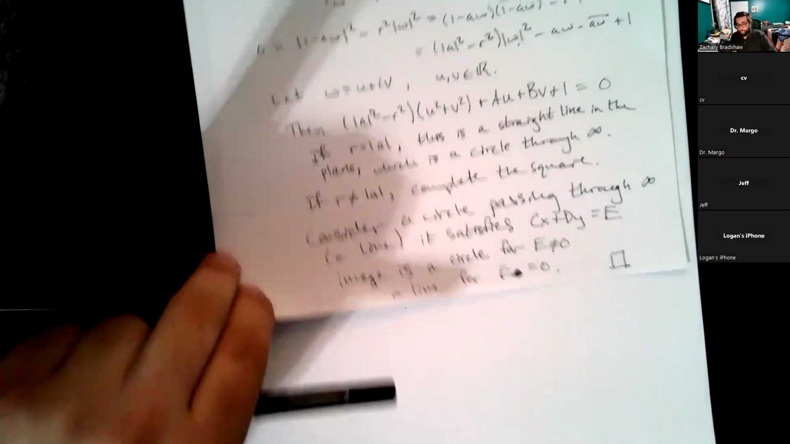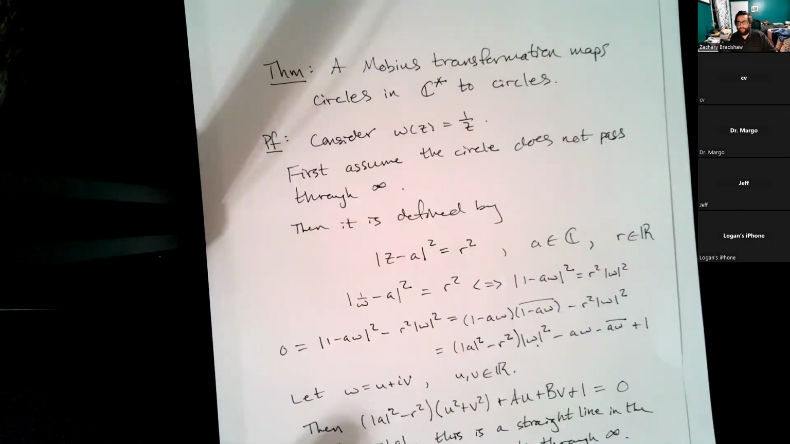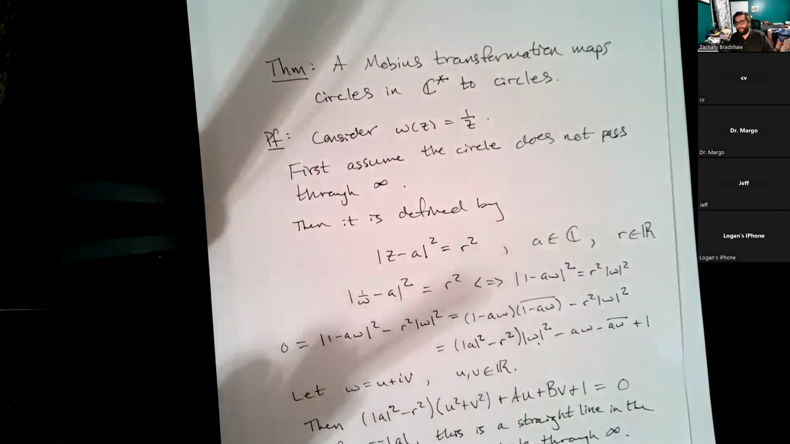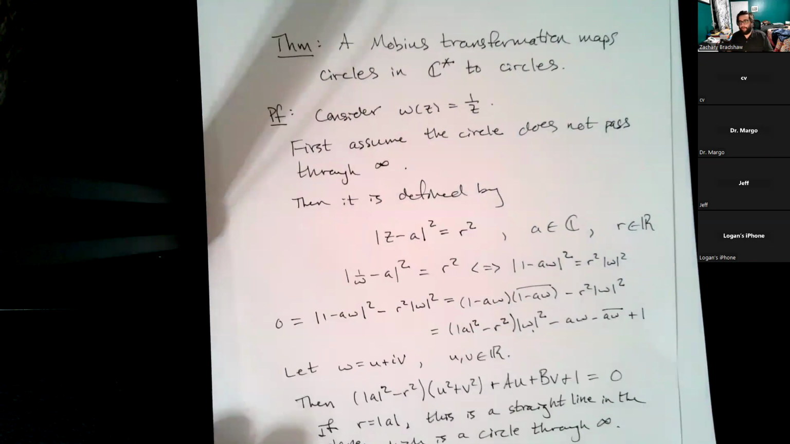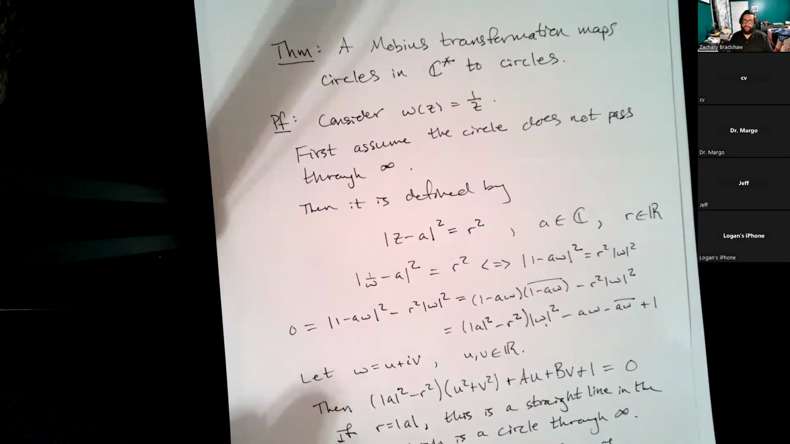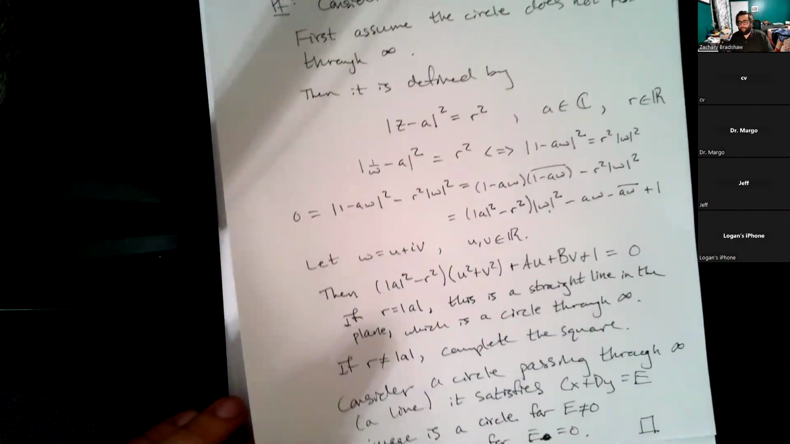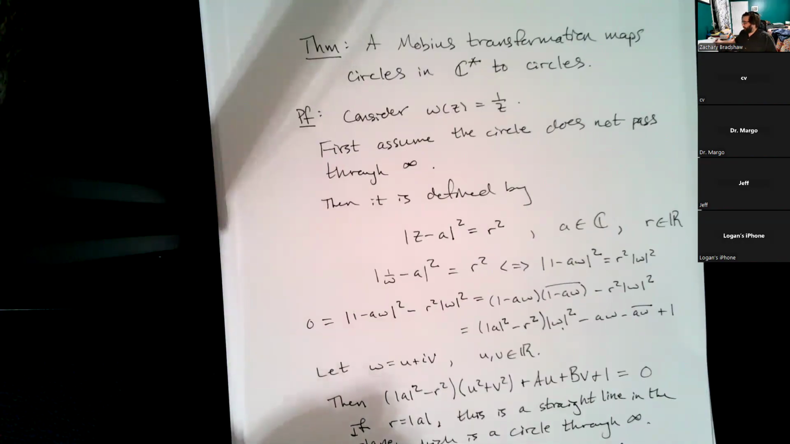Okay, so these Mobius transformations have this nice property that they take a circle in the extended complex plane, including these straight lines that touch infinity, to another circle in the extended complex plane. Okay, I'll go ahead and stop there.